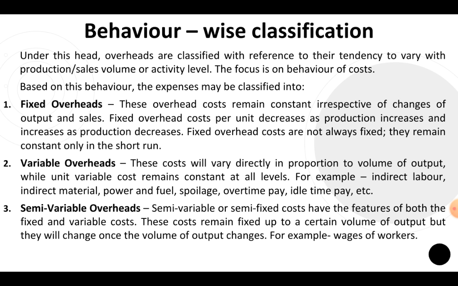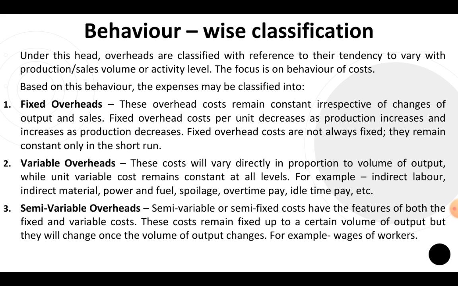And then next, you have variable overheads. Variable overheads have been defined as a cost in which the aggregate tends to change in direct proportion to change in the volume of output or turnover. In the case of fixed overhead cost, even though the volume of output and the sales change, there is no change in the overhead cost. But in the case of variable cost, it is the exact opposite. They will change with a change in the volume of output or turnover. These costs will vary in proportion to the volume of output, while unit variable costs remain constant at all levels.